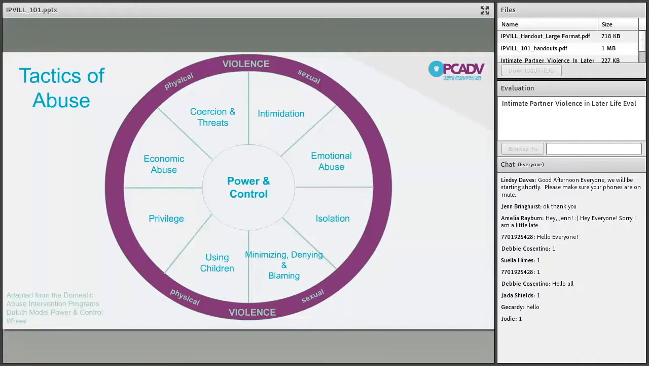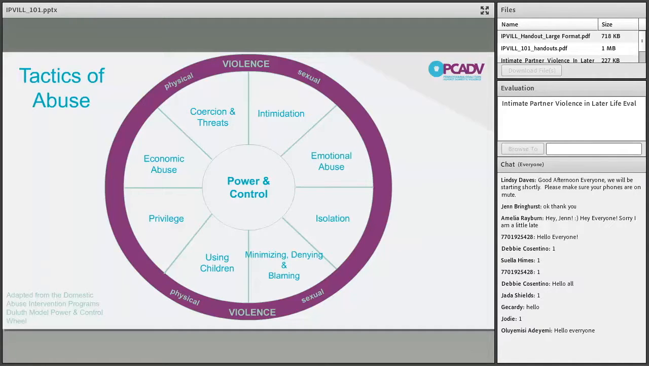This is the traditional power and control wheel. Hopefully everybody has seen or is familiar with this wheel. The outer rim of the wheel defines violence or the threat of violence that's presenting in the relationship. Each spoke of the wheel represents different tactics that abusive partners may use to achieve the goal centered around these behaviors, which is power and control.